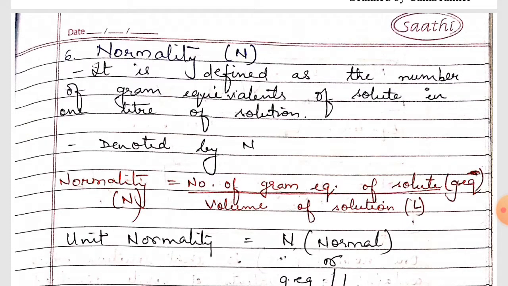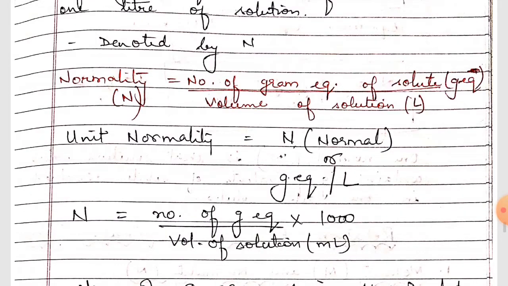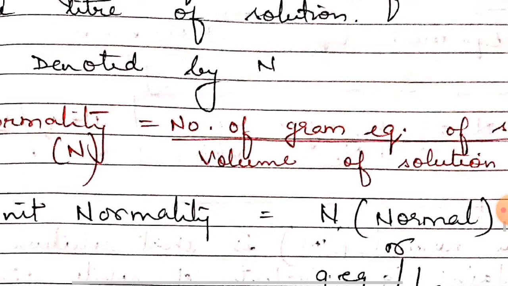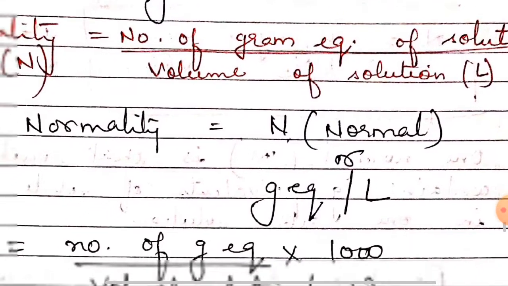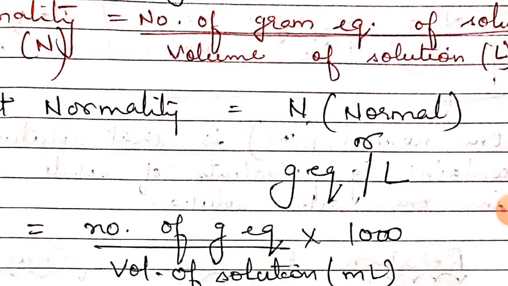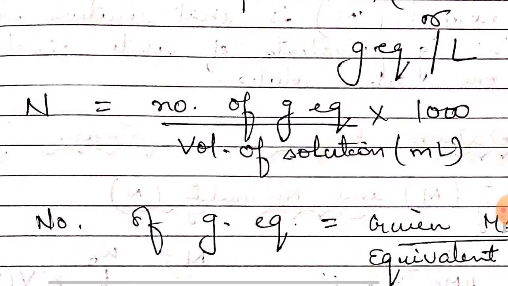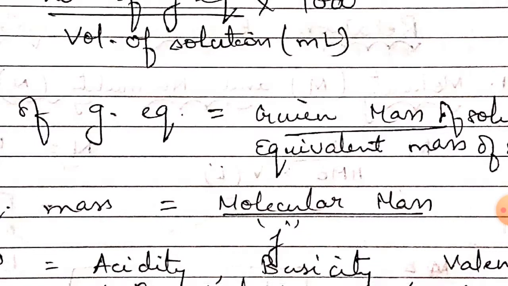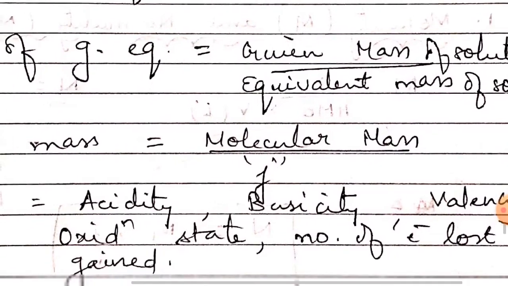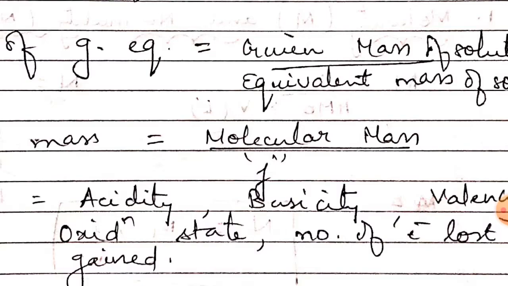It is defined as the number of gram equivalents of solute in 1 liter of solution. Here the numerator is different as compared to molarity, but the denominator is 1 liter of solution, and it is denoted by capital letter N. Normality N is number of gram equivalents of solute upon volume of solution in liter, and the unit is gram equivalent per liter or normal. Number of gram equivalents upon volume of solution into 1000. And number of gram equivalents is given by mass of solute upon equivalent mass of solute, and equivalent mass is molecular mass by J, which is the valency factor.